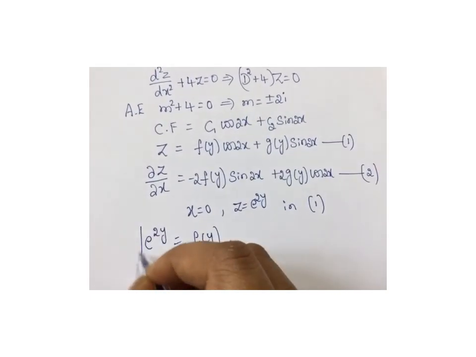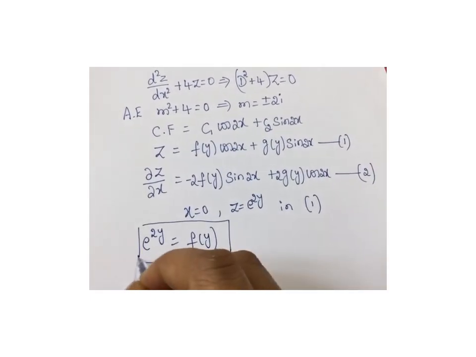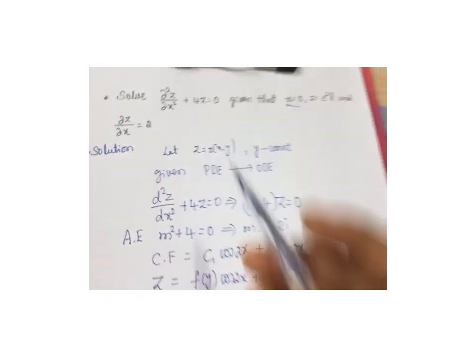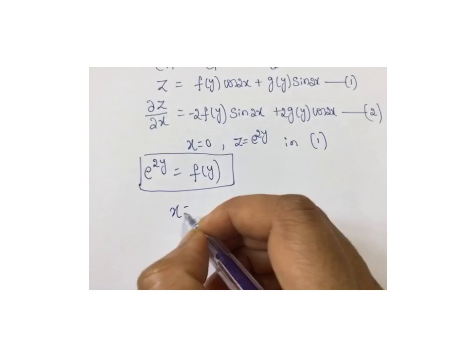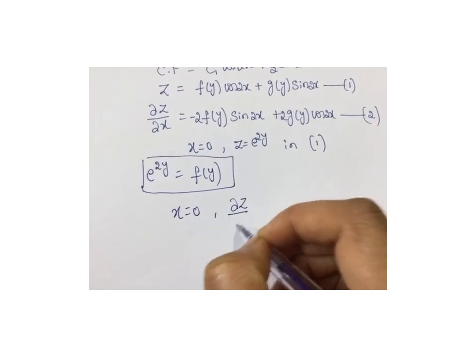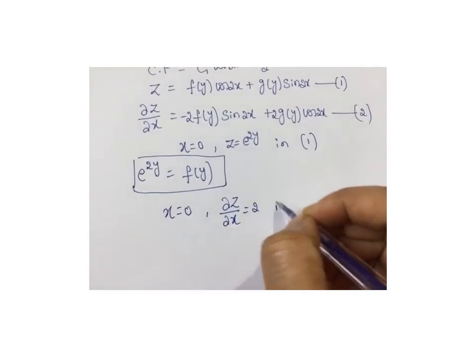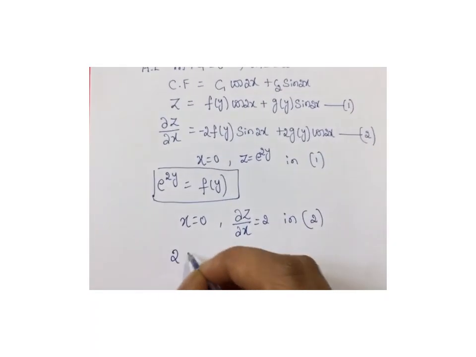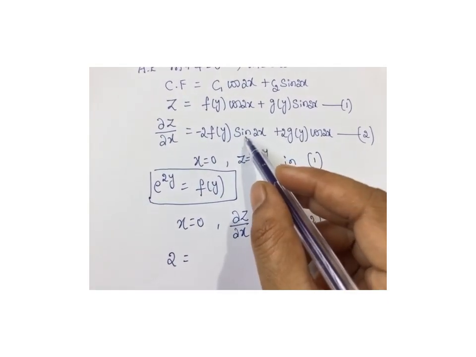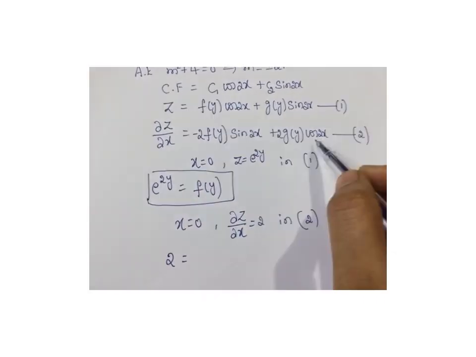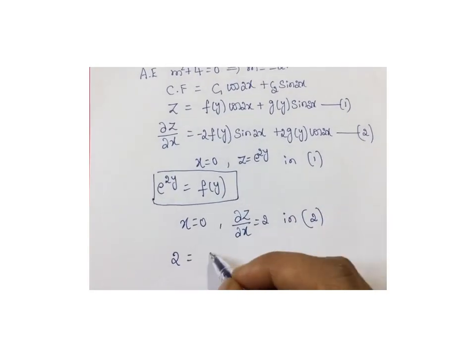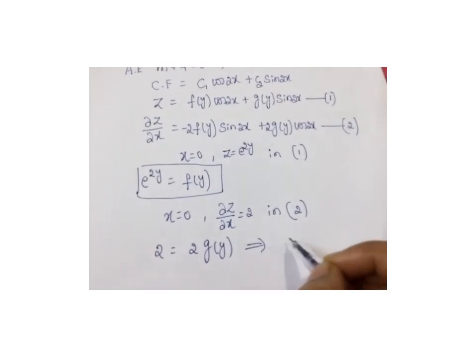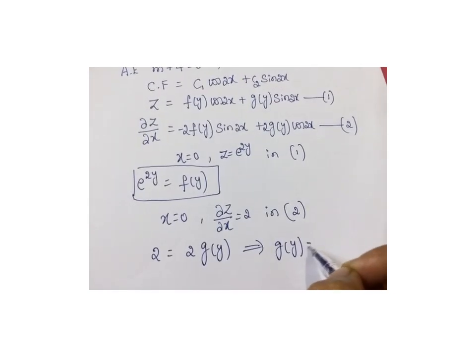Next, we take the second condition. Second condition is what? X is 0, dou z by dou x equal to 2. In which equation? 2. So it gives 2 equal to, since x is 0, sin 0 is 0. This becomes 0. Cos 0 is 1. 2 into g of y. So 2 gets cancelled on both sides. G of y is equal to 1.